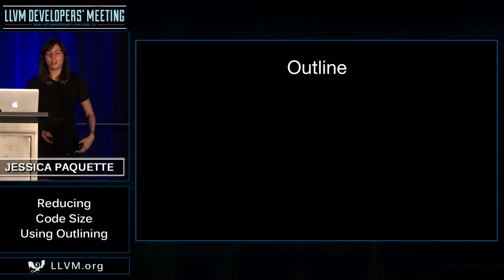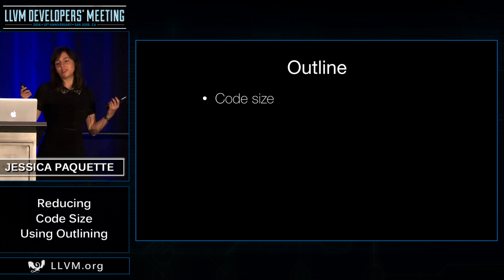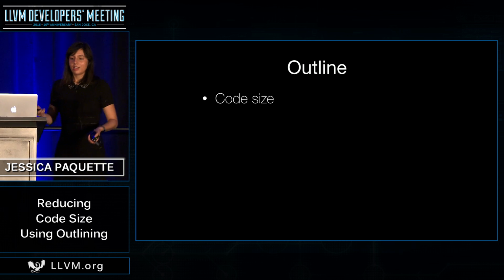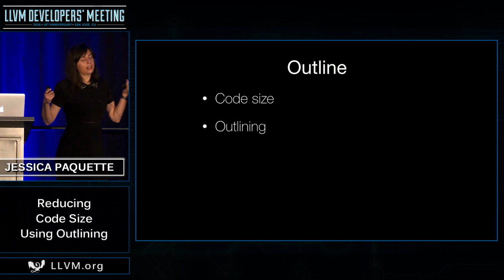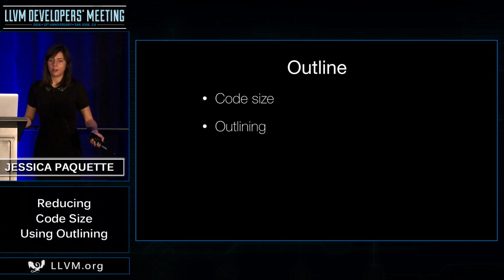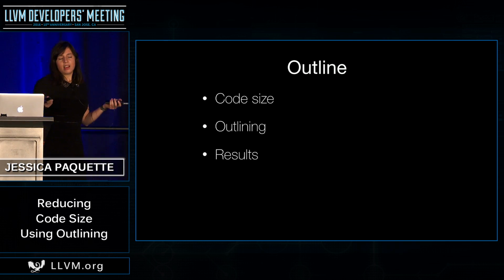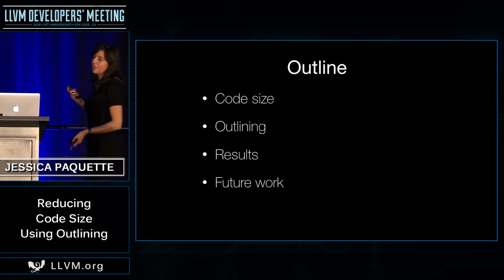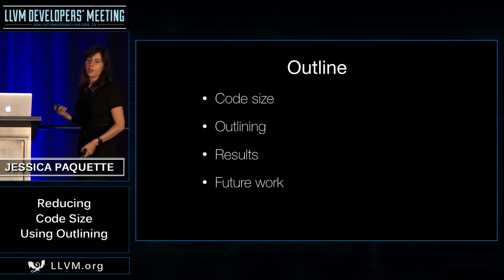Today we're going to talk about four main things. Here's an outline. The first thing is, why does code size matter? The second is, what exactly is outlining and how might we build a prototypical outliner? The third is, how well can we do using this sort of method? And the fourth is, what's in the future for outlining?